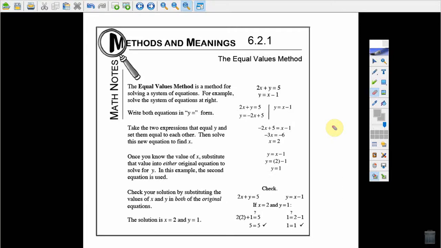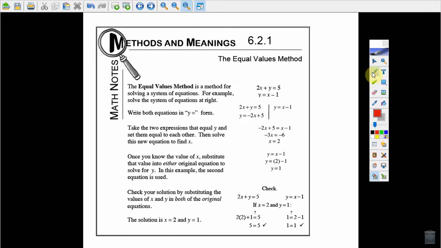We're in section 6.2.1. We're looking at the equal values method for solving systems of equations. The equal values method is a method for solving a system of equations where basically you say since these two equations equal the same thing, they must equal each other.